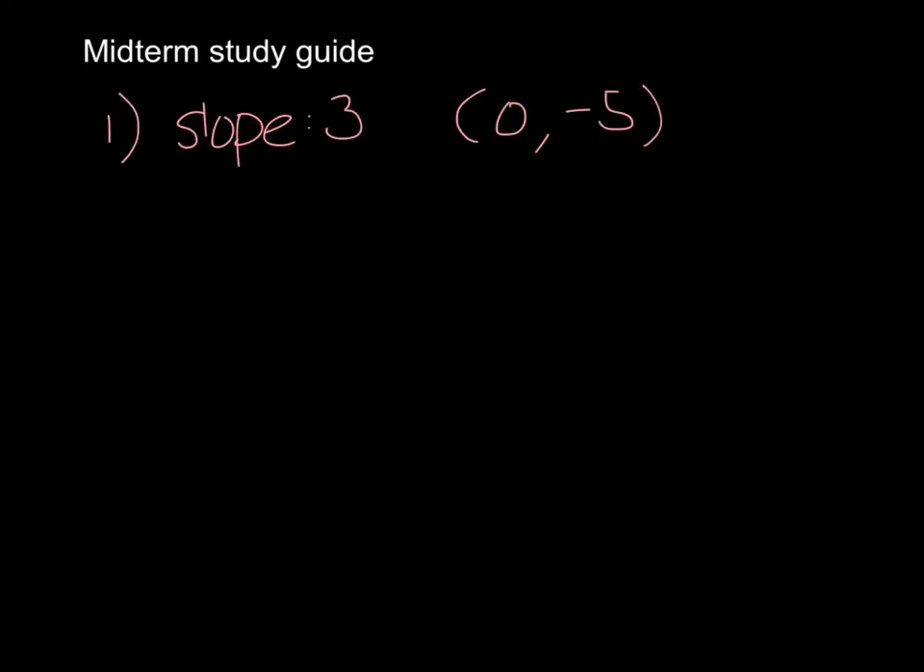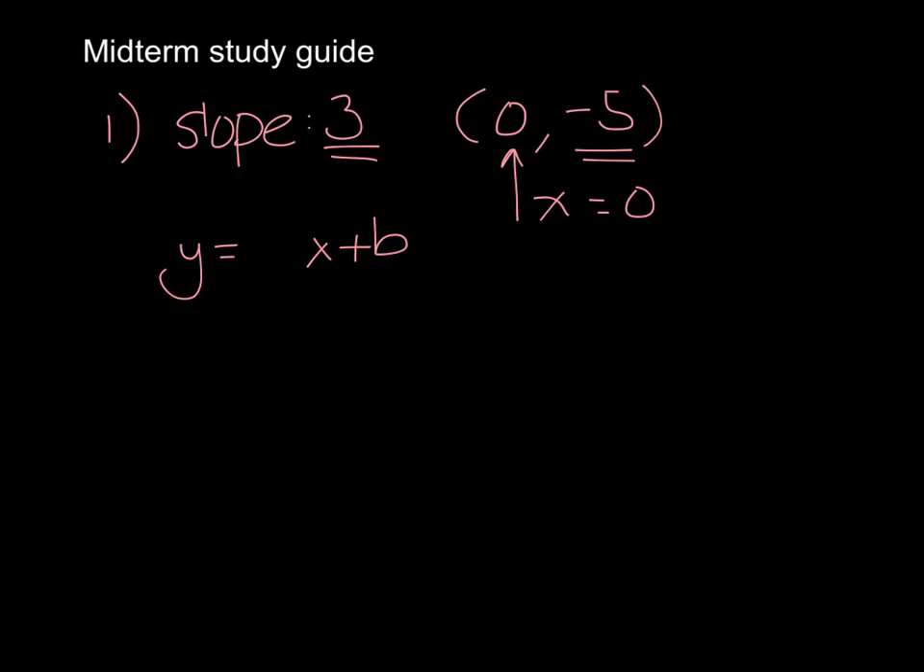So the first part is write the slope-intercept form of this line, right? So I give you the slope, I give you the y-intercept. The slope is 3 and the y-intercept is 5. The y-intercept is when x is 0. Remember that? So to write it in slope-intercept form, which is y equals mx plus b, I just replace the slope and the y-intercept.